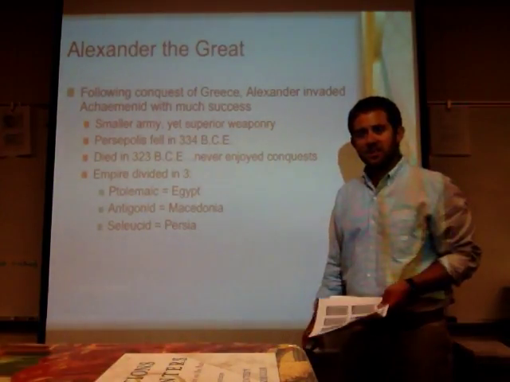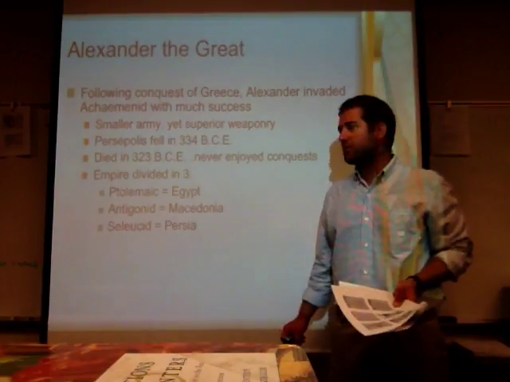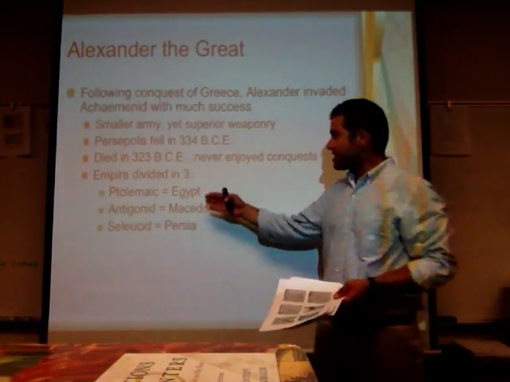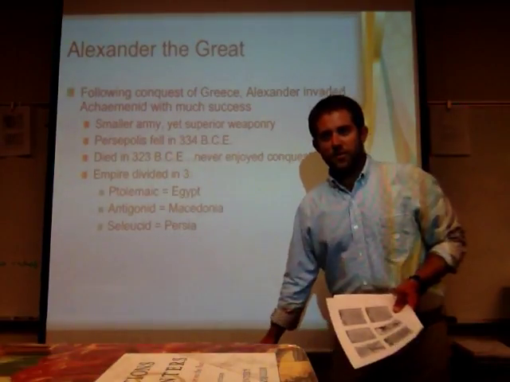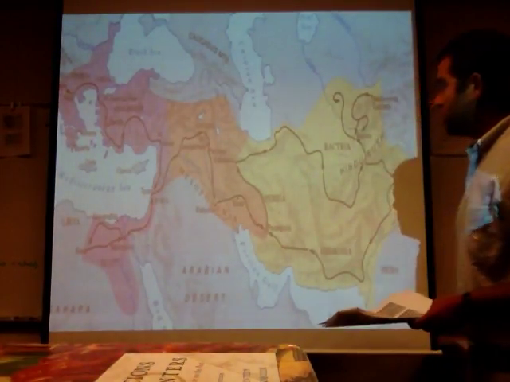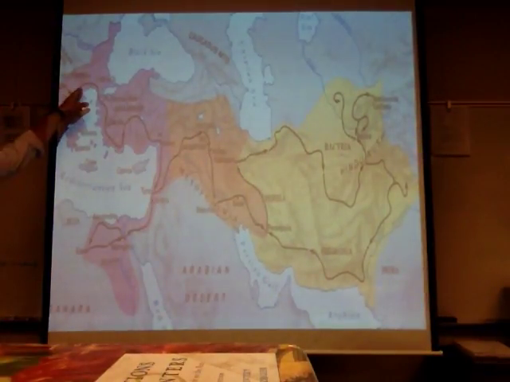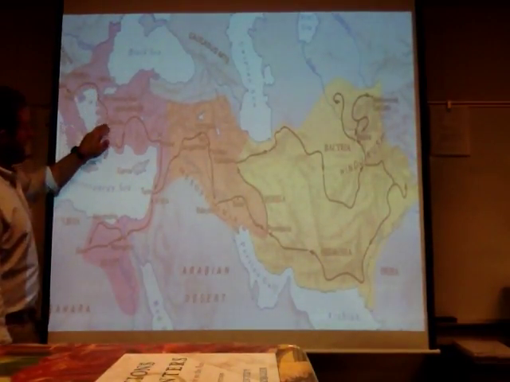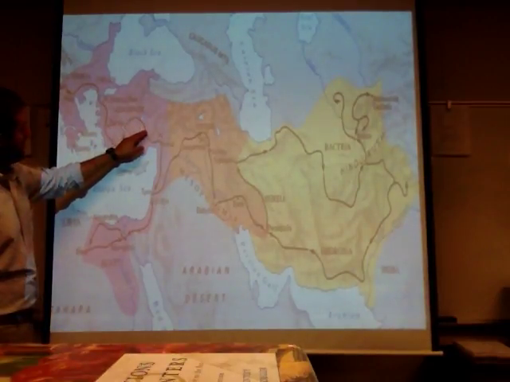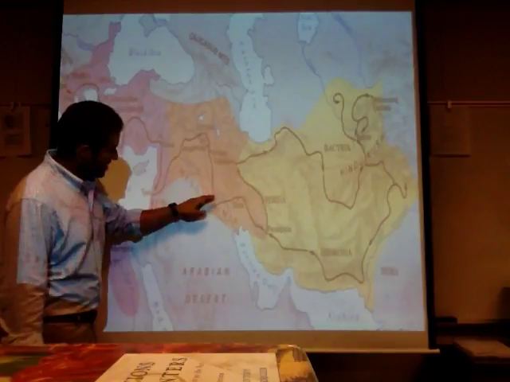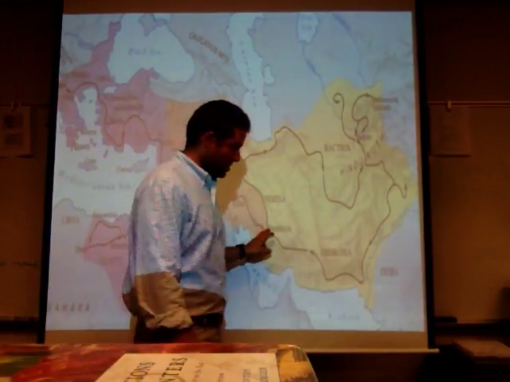But then he dies at the young age of, I want to say, like 33, and his empire that he created was actually divided into three. If you take a look at this map here, you see the conquests of Alexander. Starts all the way up here in Macedonia, right, and then kind of comes in through here in Anatolia, down into Egypt, right, and then back into Persia, into Babylon, Susa, Persepolis.